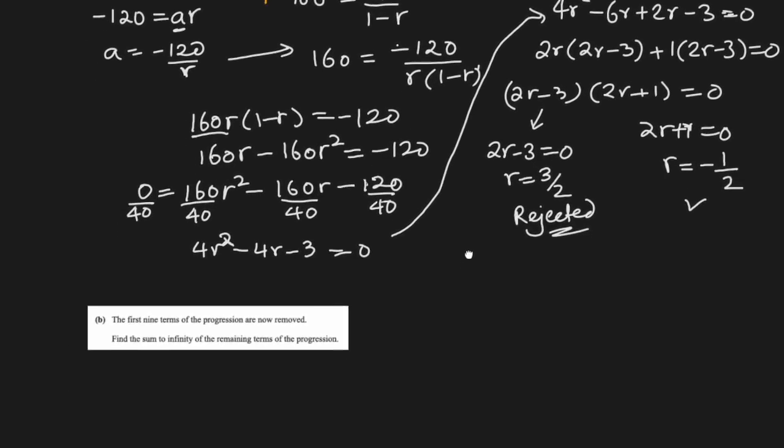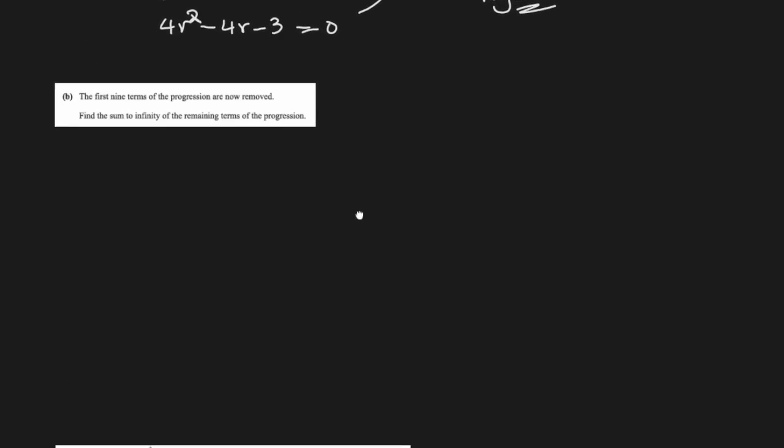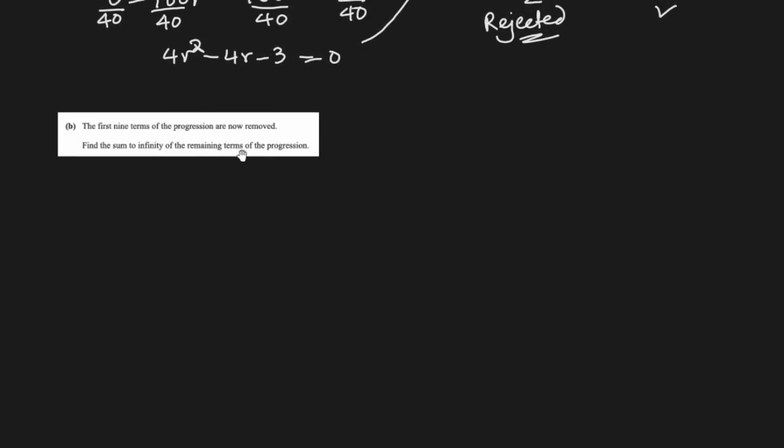We'll have the B part also. The first 9 terms of this progression are now removed, but r remains the same. So r is minus 1 over 2. With the first 9 removed, A10 is the new A1, the first term. So let's find A10 first, which is a r to the power 9, but first we need to find a.